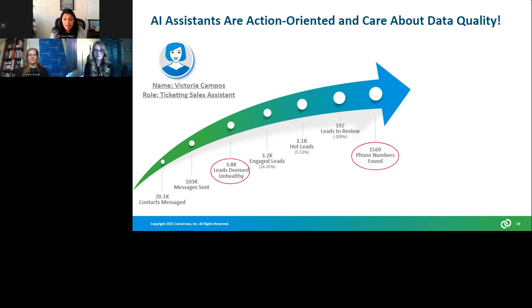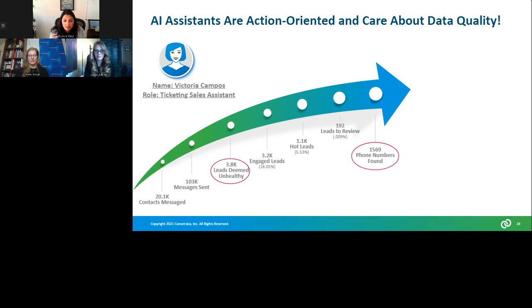And one of the things that AI assistants are good at is that they should be action-oriented and they should care about data quality. And so here's just an example. You can send, over the course of a universe, and here's an example of a universe between a time period. Usually this could be for one instance, it could be 6 months, this could be a year. But let's say you send a universe of a population of contacts, like you're reaching out to some contacts. You could message, let's say, 20,000 contacts.